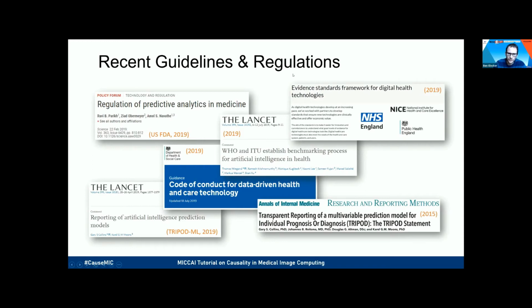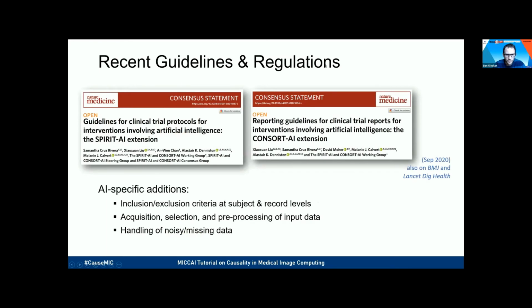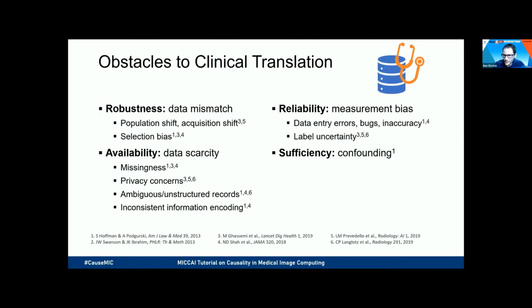There were just the other day, I guess a few weeks ago, new guidelines published, extensions of the traditional SPIRIT and CONSORT guidelines for clinical trial reporting and clinical trial protocols. And they now have explicit extensions for AI. They ask that inclusion and exclusion criteria be discussed more clearly. They ask about acquisition differences, protocols, sample selection for your training data, and how we handle noisy and missing data. So all these questions are actually very, very relevant, I think, for all of us.